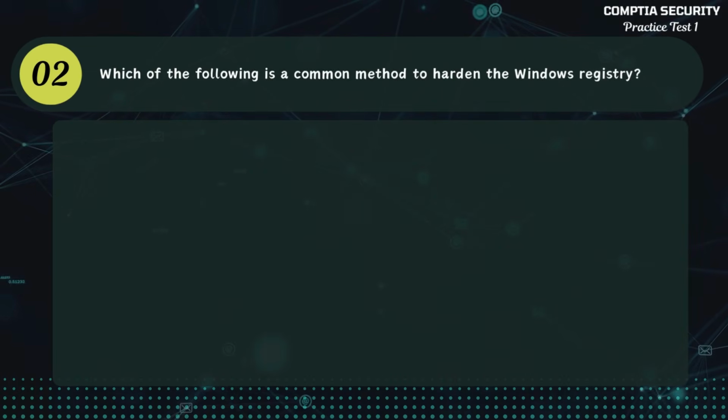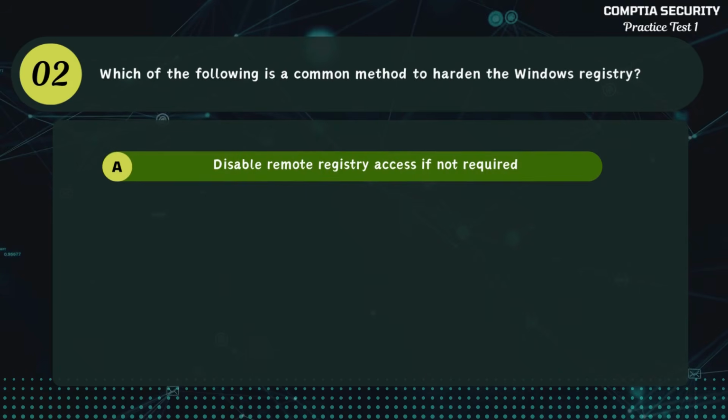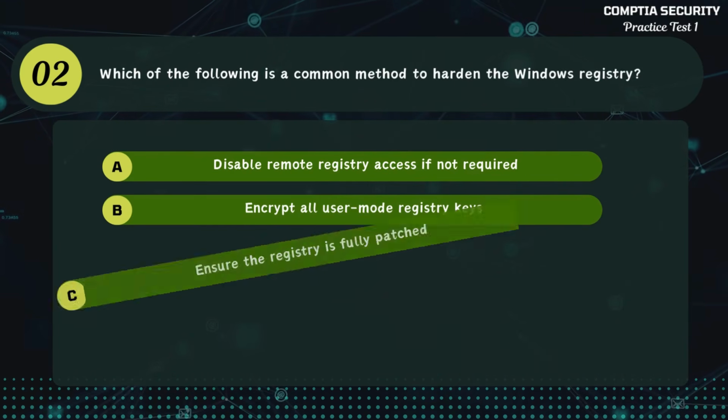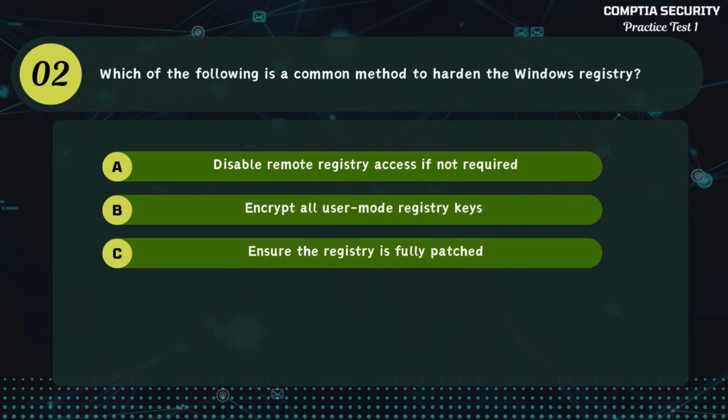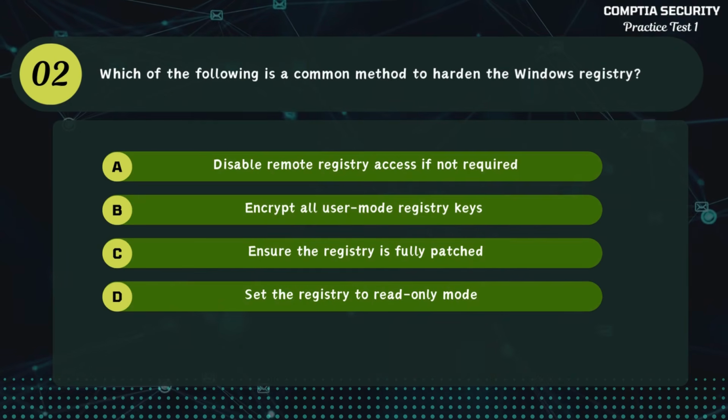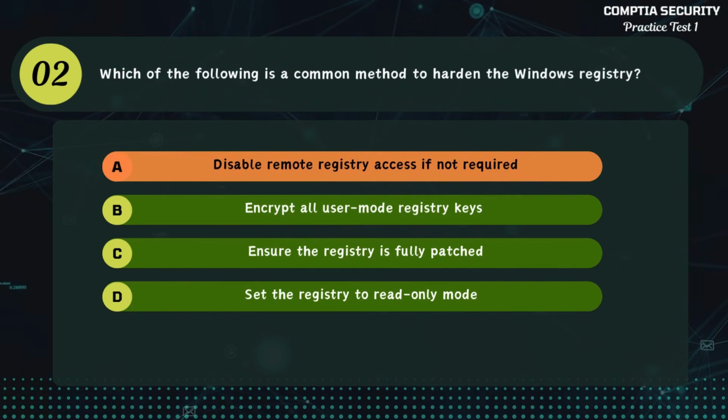Question 2. Which of the following is a common method to harden the Windows registry? A. Disable remote registry access if not required. B. Encrypt all user mode registry keys. C. Ensure the registry is fully patched. D. Set the registry to read-only mode. Correct answer A. Disable remote registry access if not required.